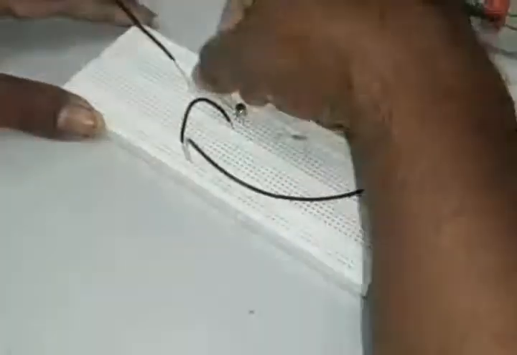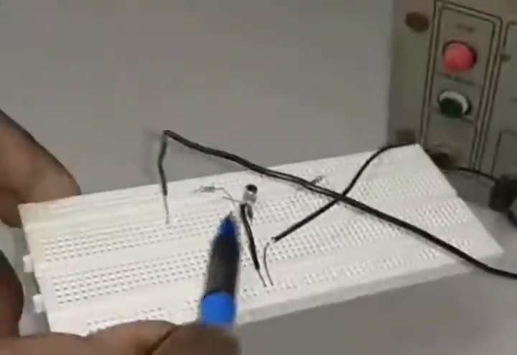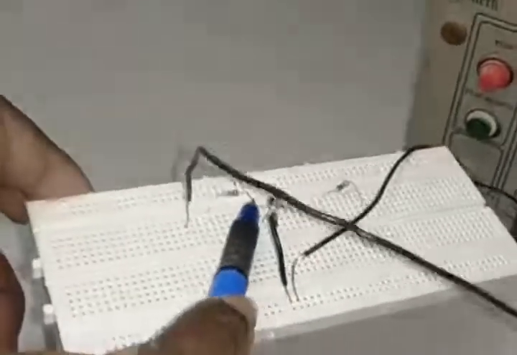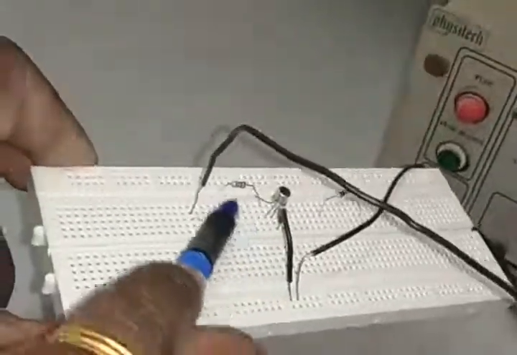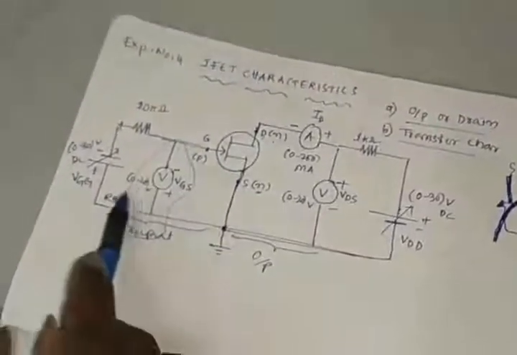Now see this one. The first end is connected to the negative of the regulated power supply. The second end of the resistor is connected to the gate only. See, this is the gate and the other end of the resistor, both are connected in the same column. This part is completed.